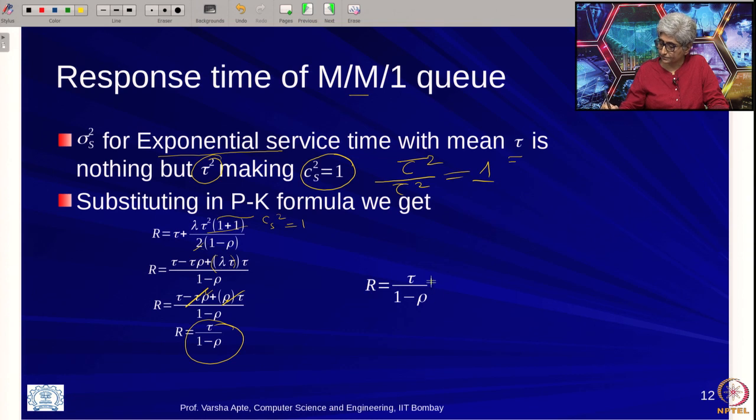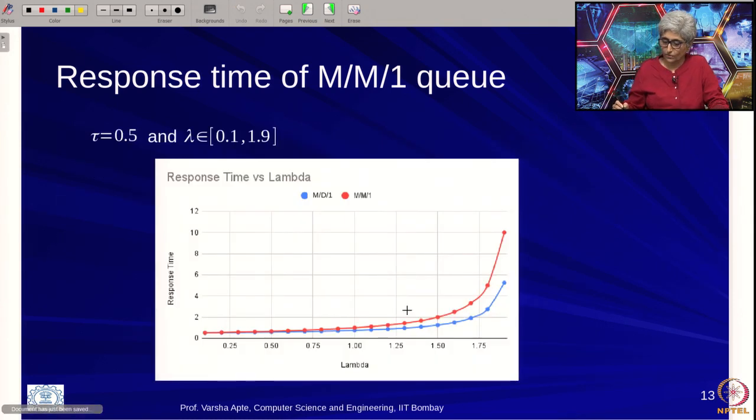So, this is actually a very important formula to remember, even if you do not remember anything else much in this course. If you remember this, it is very useful. Again, this is the one that captures the non-linearity, and let us look at the graph. This is a graph again for tau equal to 0.5, and this gives us mu as 2. For mu equal to 2, we have taken lambda varying from a low 0.1 to 1.9. It still has to be less than mu, so we have just taken it to some high value less than mu.